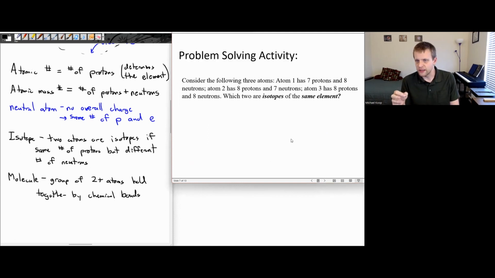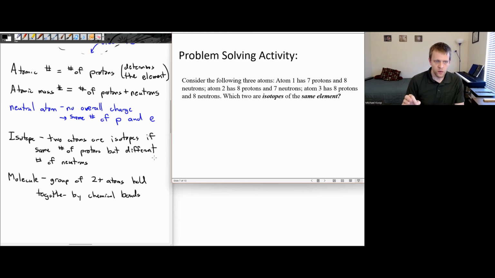Consider the following three atoms. Atom 1 has 7 protons and 8 neutrons. Atom 2 has 8 protons and 7 neutrons. Atom 3 has 8 protons and 8 neutrons. Which two are isotopes of the same element? So pause the video and give this one a try.